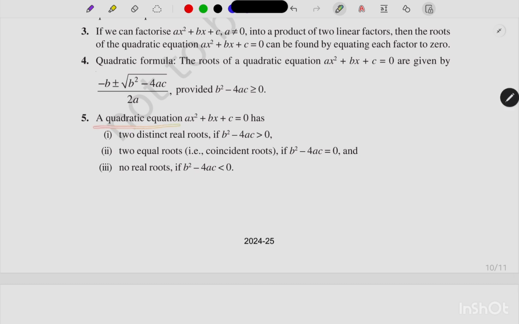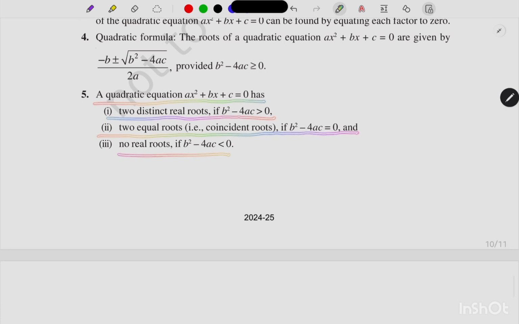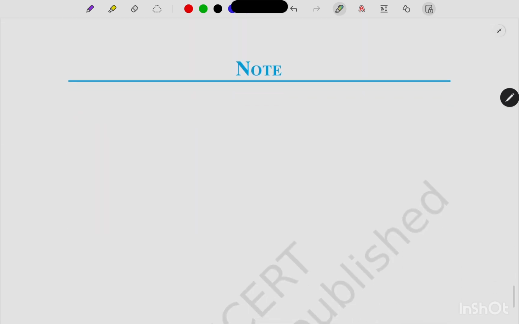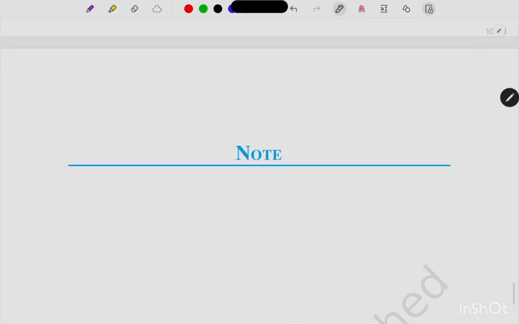A quadratic equation ax square plus bx plus c equal to 0 has two distinct real roots if b square minus 4ac is greater than 0, two equal roots if b square minus 4ac is equal to 0, and no real roots if b square minus 4ac is less than 0. Now, before I conclude, I would like to ask you two questions, a 1 mark question and maybe a 5 mark question. Okay, so here we have it.